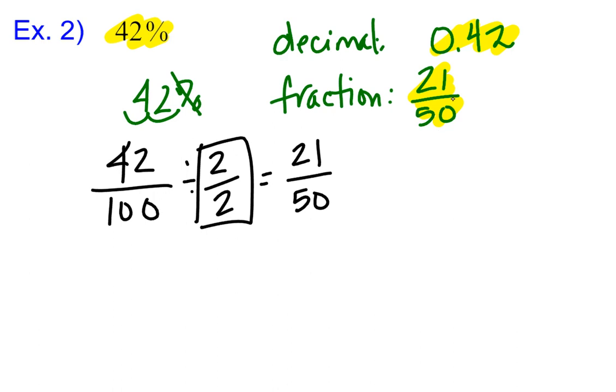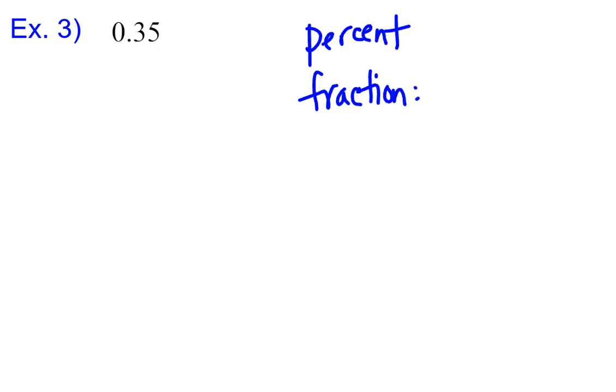Our last example will start with a decimal. So we're going to take this decimal, and what we're going to do is get a percent, and we're going to get a fraction. It doesn't matter which one you choose to do first. Sometimes decimals and percents are easy to do. To go from a decimal to a percent, all we do is move the decimal 2 places to the right, and we add a percent sign. So our percent then becomes 35%.